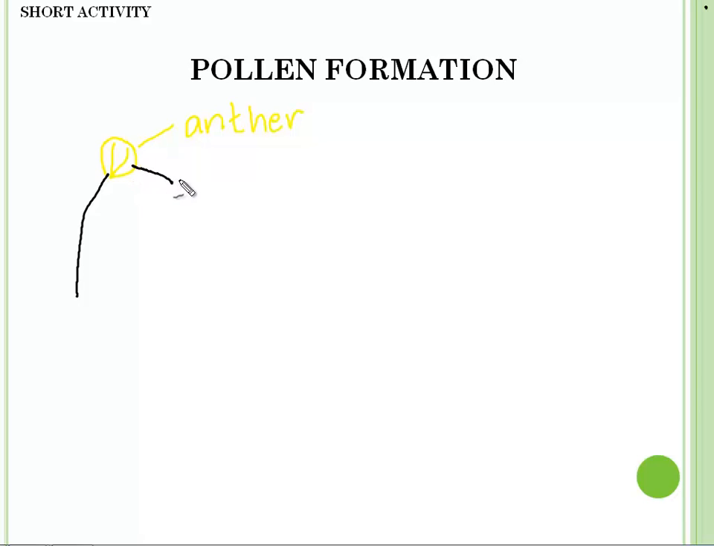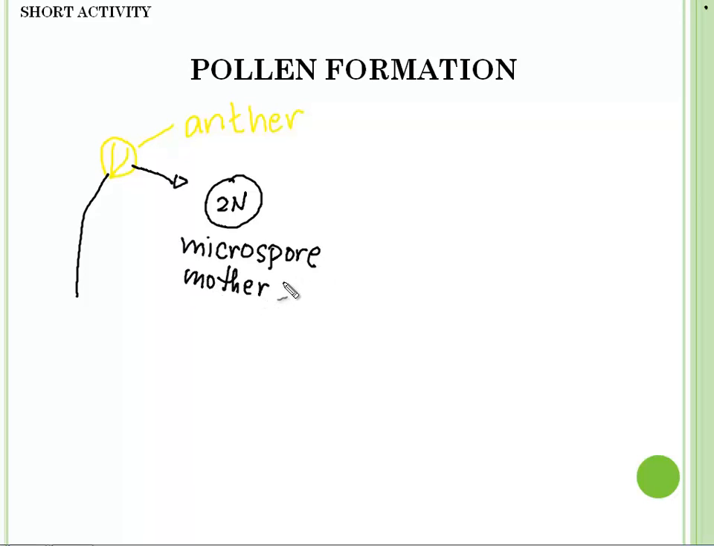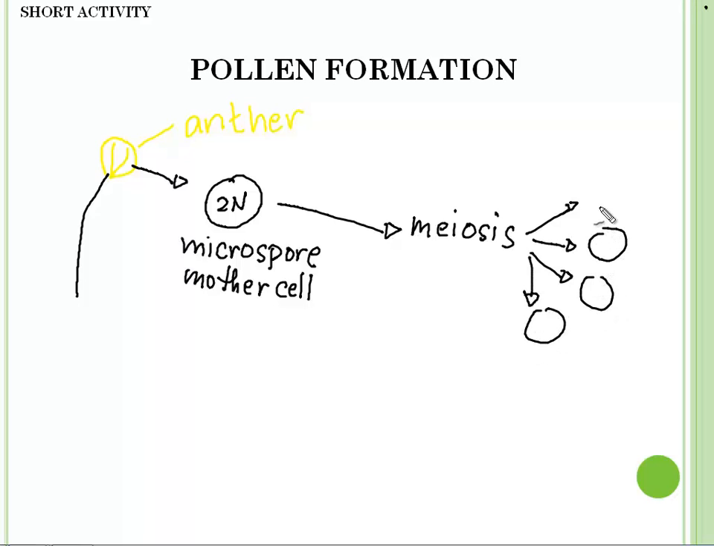Now, if you look inside the anther, you'll find there the microspore mother cell. It's a diploid cell. Okay, so we have here the microspore mother cell. You do the same too. So this will divide via meiosis to produce 4 haploid cells. Again, the microspore mother cell divides by meiosis to form 4 haploid microspores.